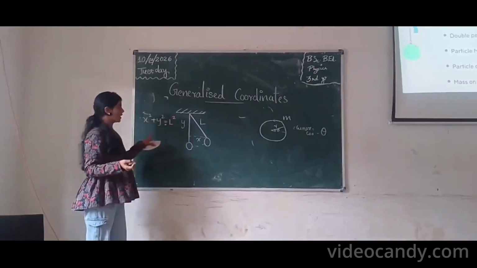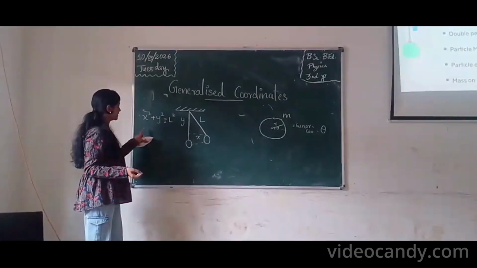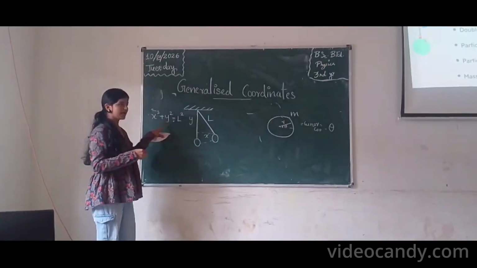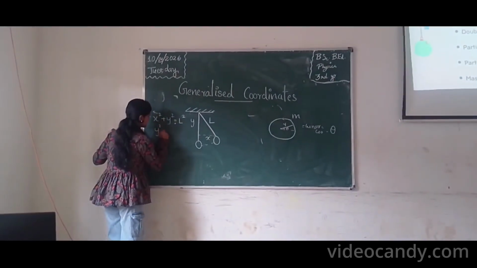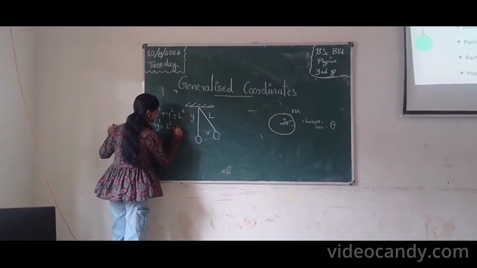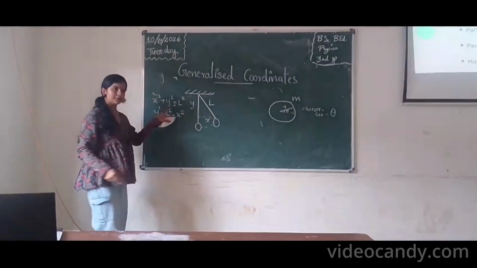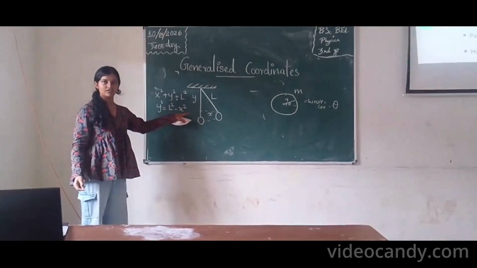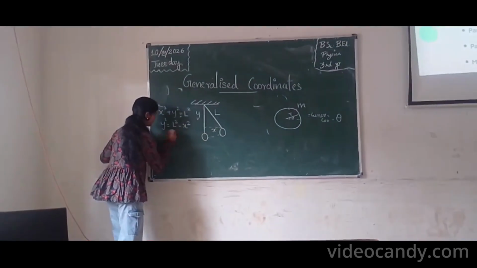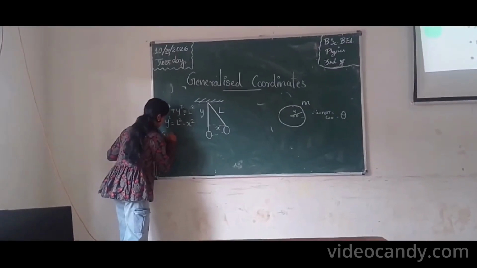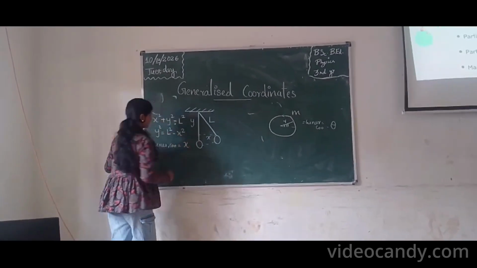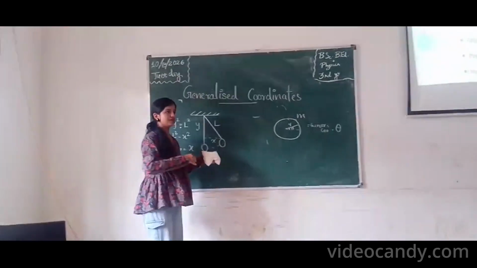And here also we can find the relation x square plus y square equals L square. So compared to the previous section, if x is the independent parameter, we can find y from this relation as the square root of L square minus x square. So the independent parameter will be x and the dependent parameter will be y. Is it okay? So here the only independent parameter is x.